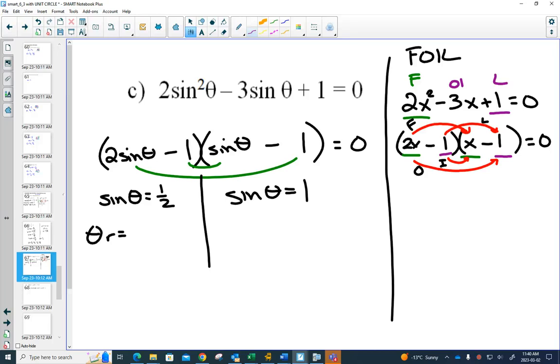Is 1/2 on our pie plate for your y coordinate? Yes. What family? Pi over 6. That's your reference angle. So since sine is positive, we would have quadrant 1 and quadrant 2. The second one, that's an axis family. When is your y coordinate equal to 1? Pi over 2.